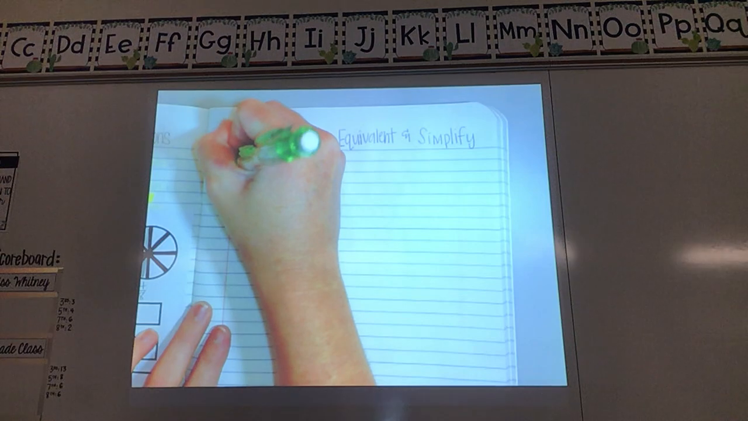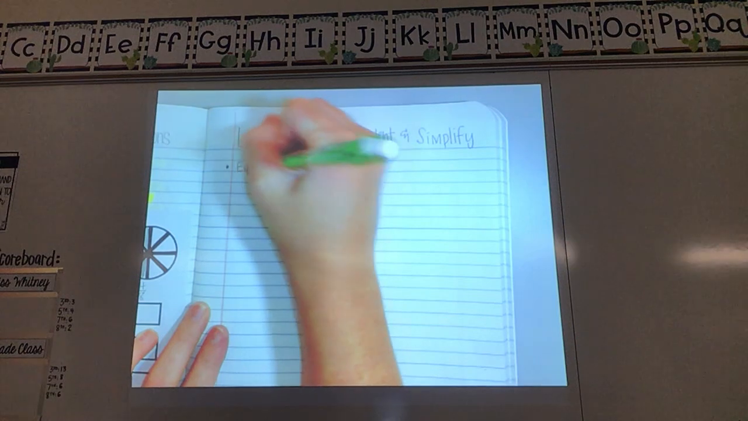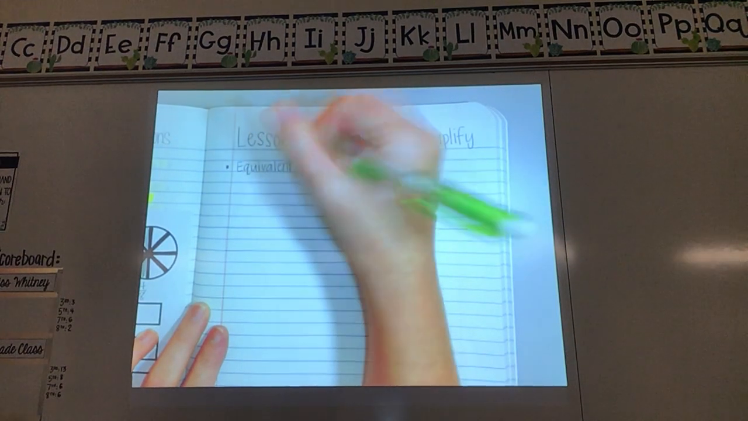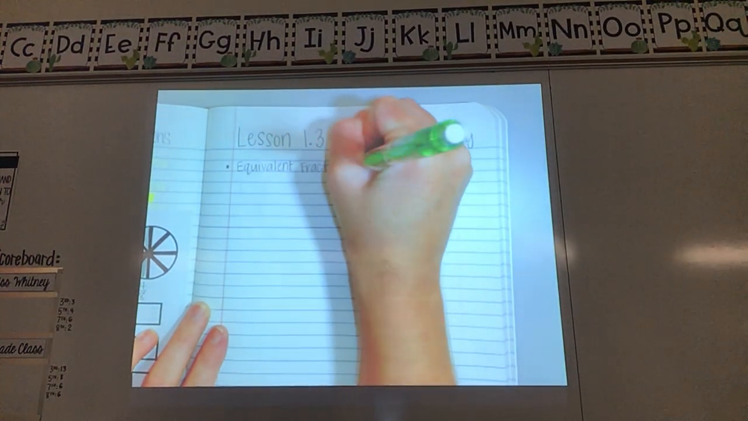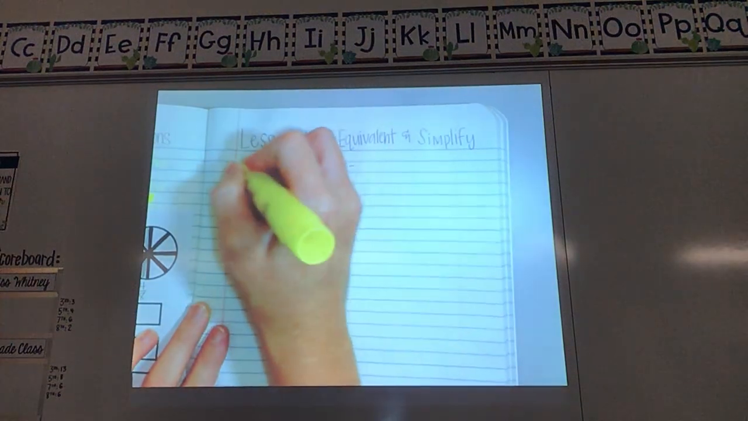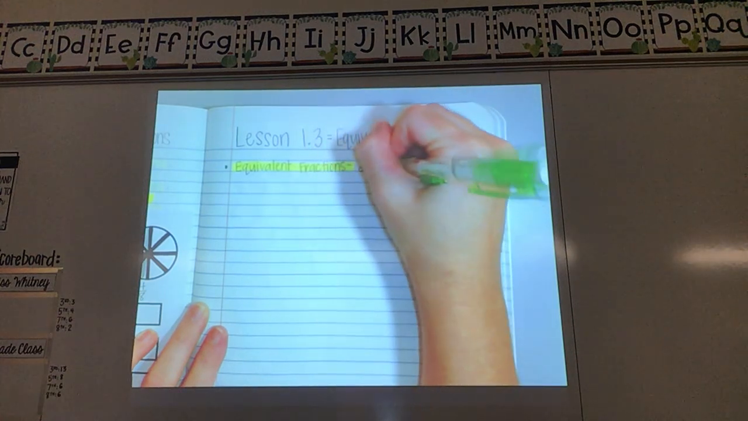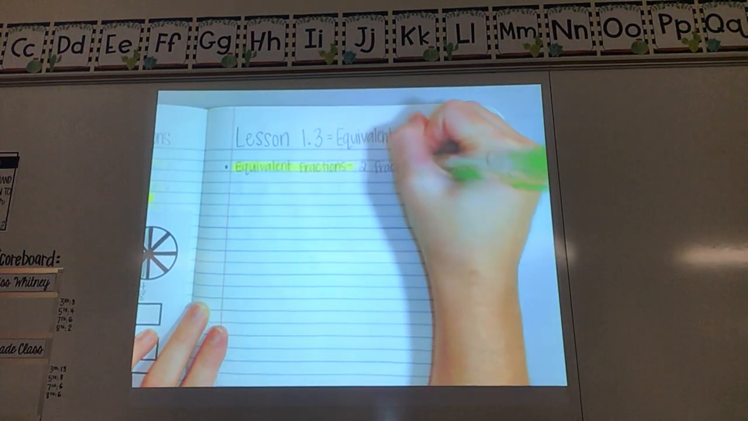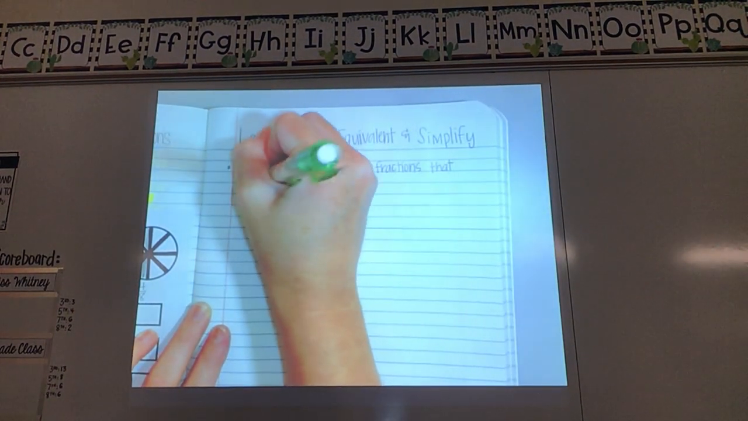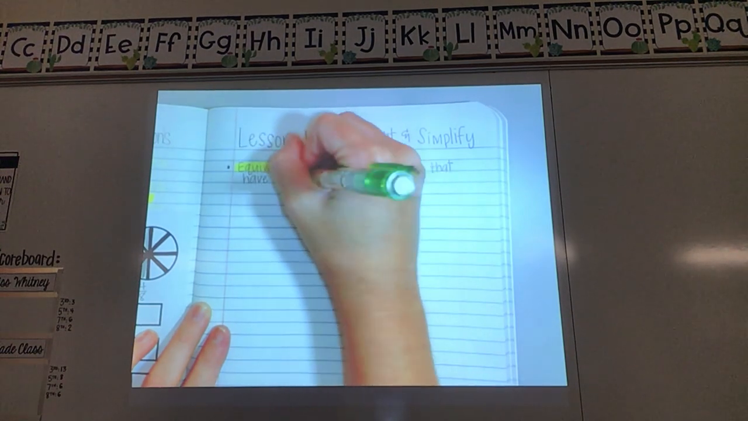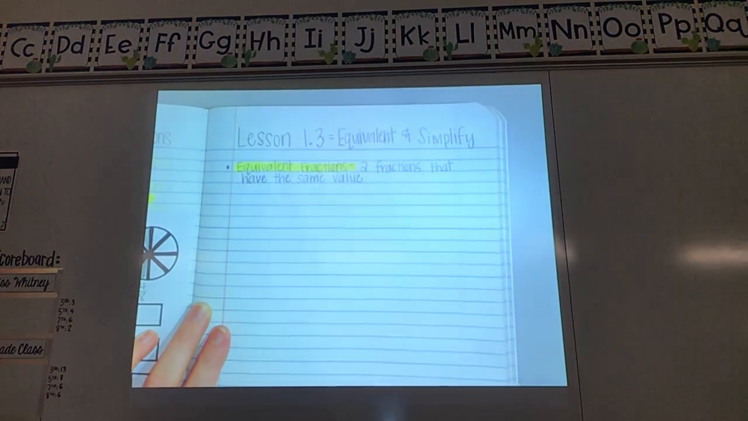Let's start up here with some vocabulary just to make sure we don't forget this word. Equivalent fractions. Thinking back to what we learned yesterday in 1.2, equivalent fractions are two fractions that have the same value. So two fractions that are worth the same amount, but remember they might look different.